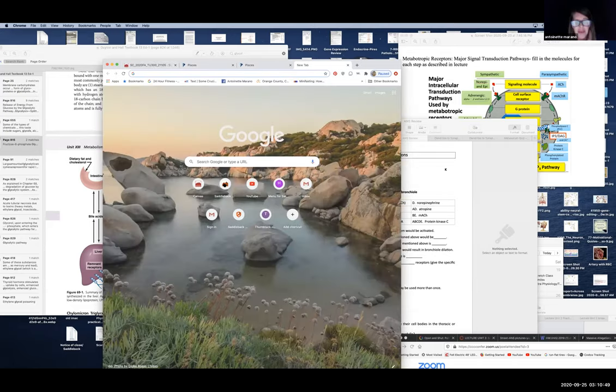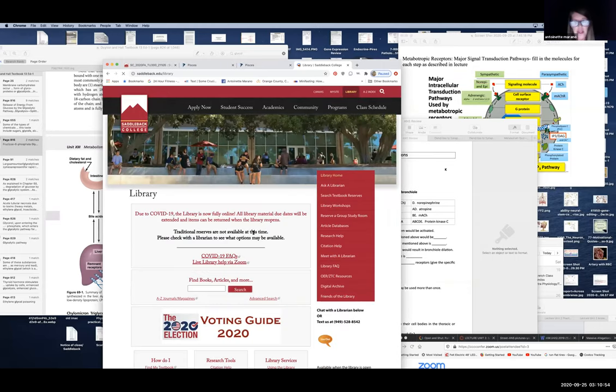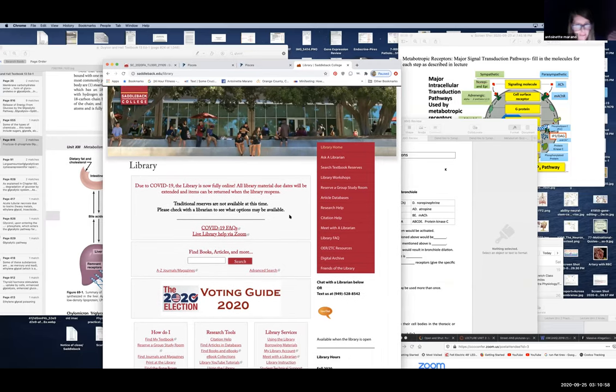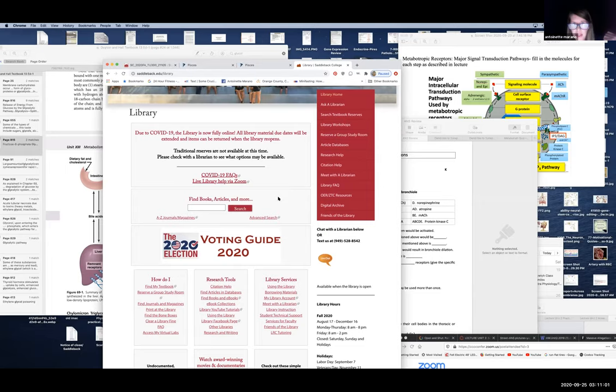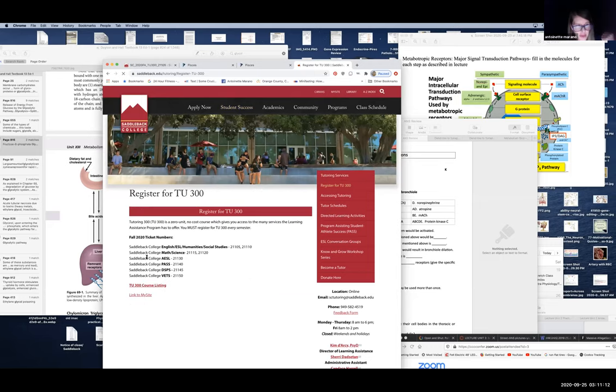Just really quickly, I'm going to go through this super quick. If you go to the library on the Saddleback webpage, and you go to where you sign up for library services, sorry, you're going to go down to LRC tutoring. You need to register for TU300. We're considered the sciences, right? So there's your ticket number, 21120.